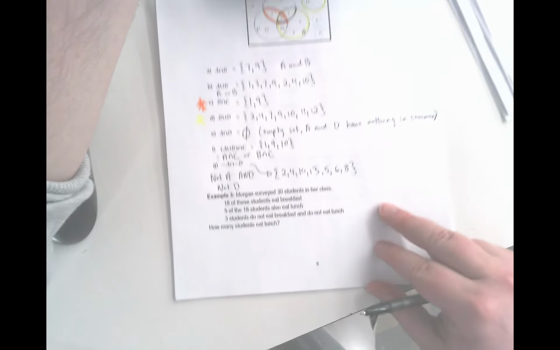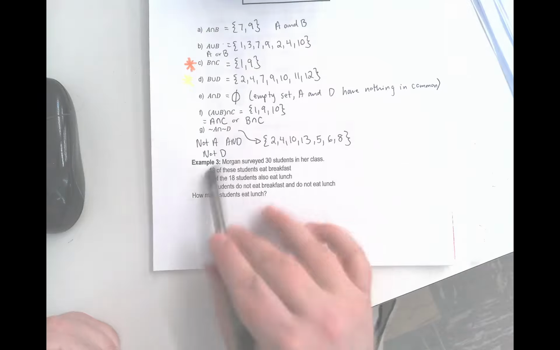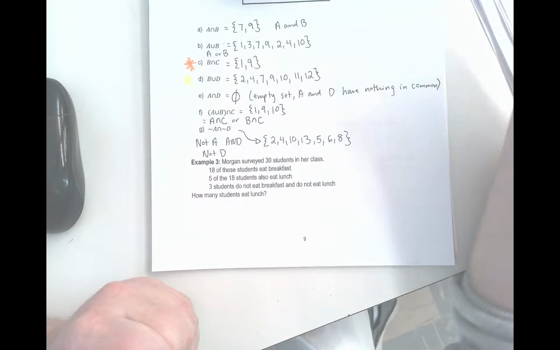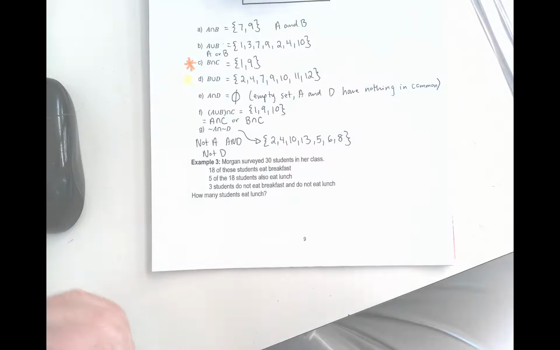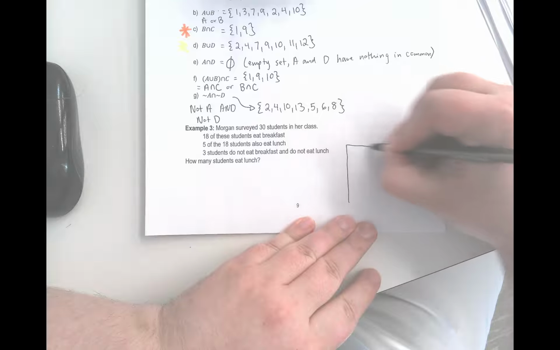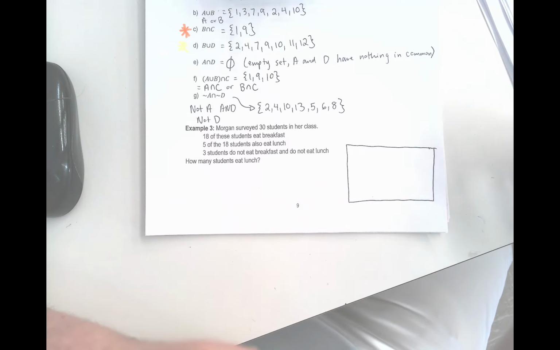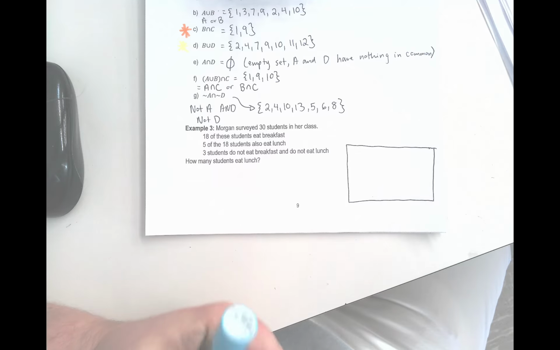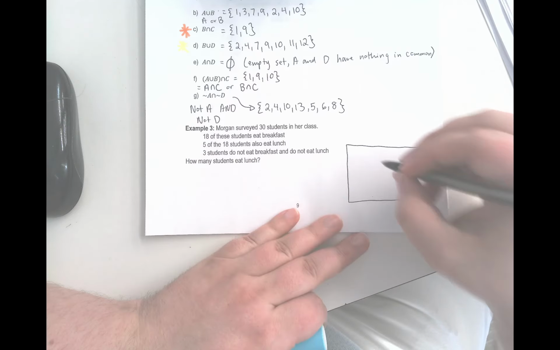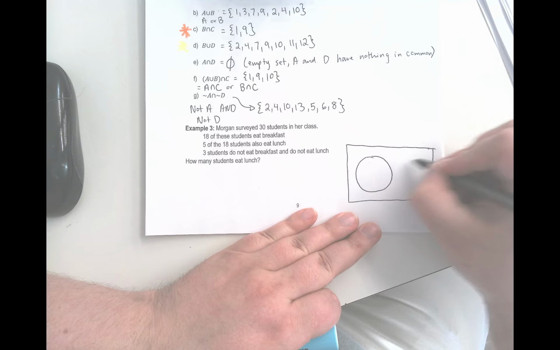There is one more example here, which says Morgan surveyed 30 students in her class. 18 students eat breakfast. 5 of those 18 also eat lunch. 3 students do not eat breakfast or lunch. So how many students actually eat lunch? Again, we are going to create a Venn diagram here. You don't have to, but there are going to be questions that have Venn diagrams, so I feel like it's better to get the experience of making them and understanding them, though it's not necessary for this question.